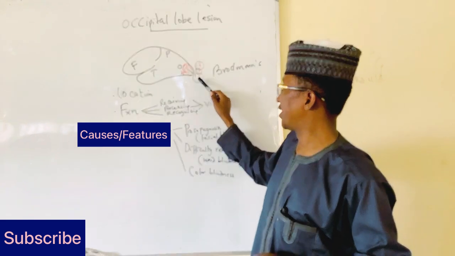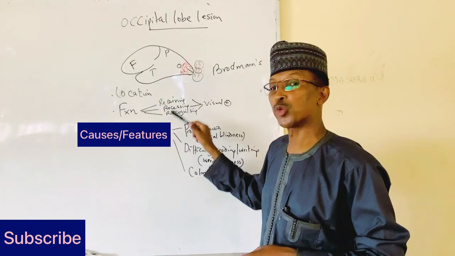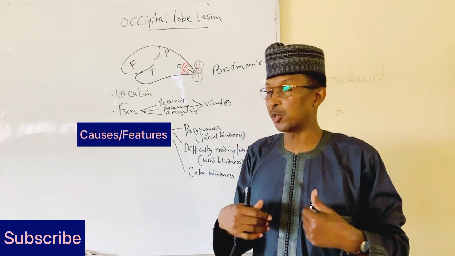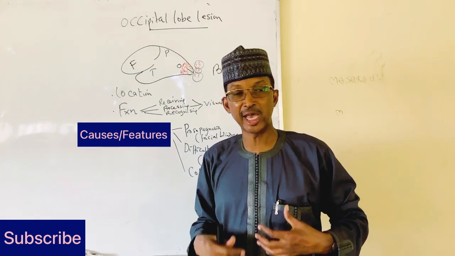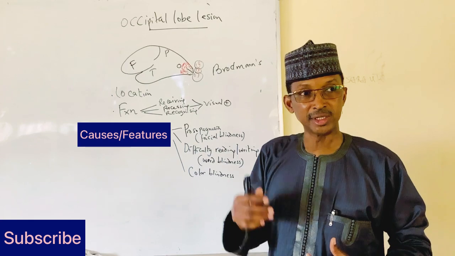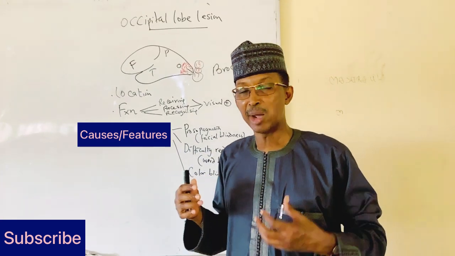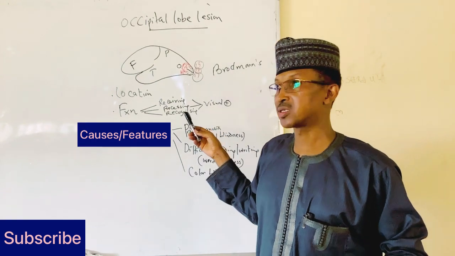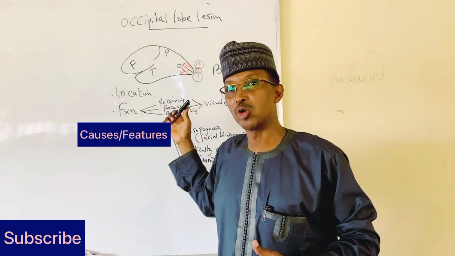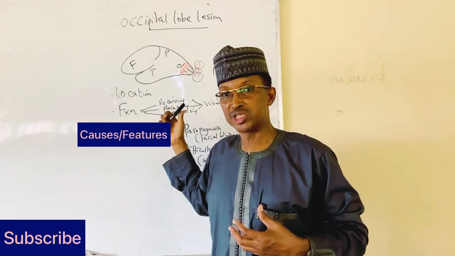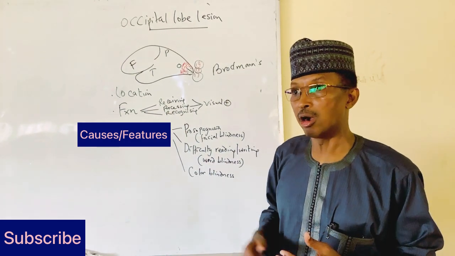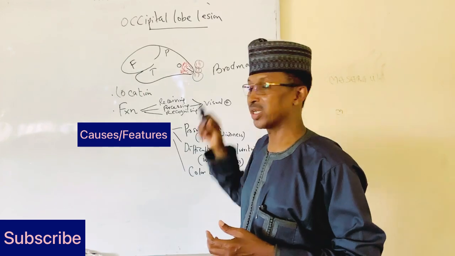So area 17 is responsible for receiving the visual stimulus. That means as you see me now lecturing you, you see the kind of dress I'm wearing, the type of cap I'm wearing, and maybe the glass and what I'm also holding. These are all going to be received. These images are going to be received by area 17 of the occipital or visual cortex.